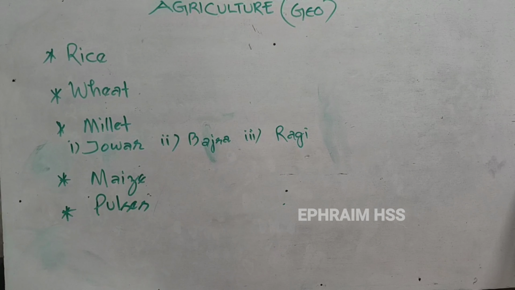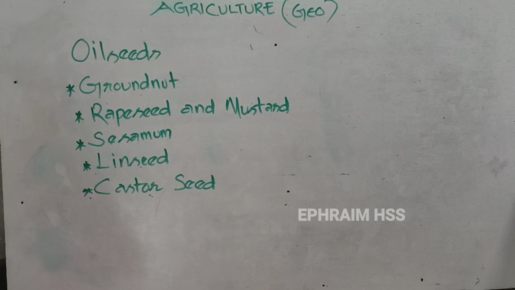Oilseeds. Oilseeds play a very important role in the Indian economy, and India leads the world in oilseed production and is one of the chief producers and exporters of mustard, sesame, groundnut, safflower, cottonseed, sunflower, soybean, castor and linseed oil.